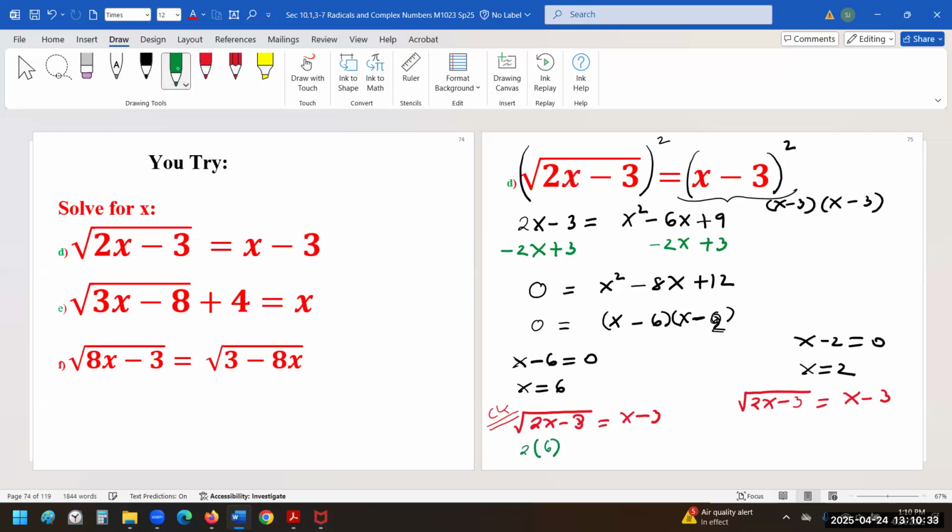So 2 times 6. So square root of 9, I don't have space, sorry. 2 times 6 is 12. 12 minus 3 is 9. So your square root of 9, which is 3, on the left side. On the right side, we have 6 minus 3, which is 3. So left and right, they are the same thing. So we accept x equals 6 as our solution.